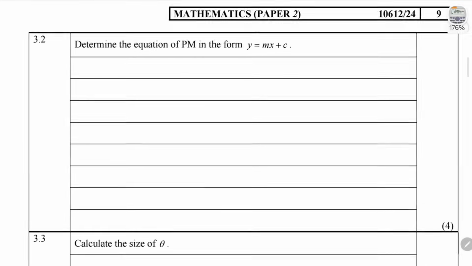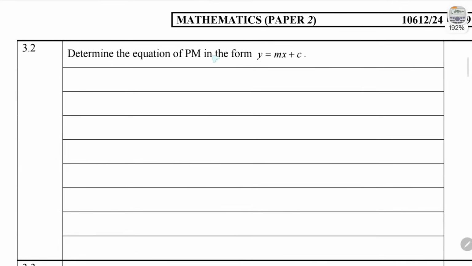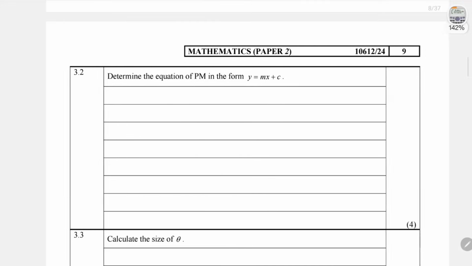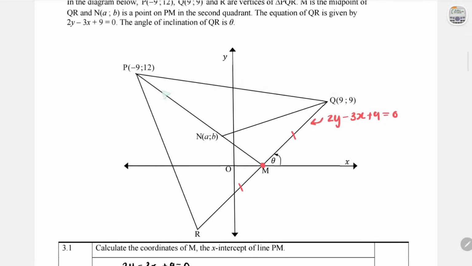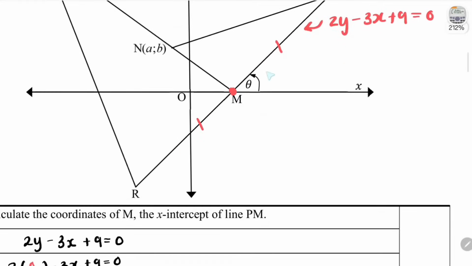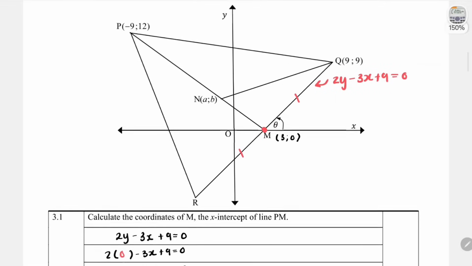Question 3.2 says, determine the equation of PM in the form of y equals mx plus c. So this line PM, given that we know that M is 3 and 0, we can find the equation of PM.